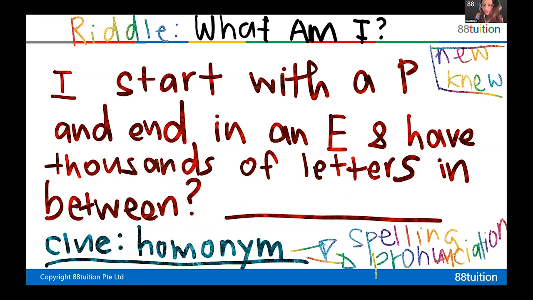Okay. So for you to answer this riddle, you need to know what a homonym is, because it's playing with the same spelling, same pronunciation, but different meaning, and it's playing with this word, the word letters. That's the clue. It's a big clue already. So can you tell me what's the answer? The answer starts with a P, ends with an E. It's two words. Anyone knows?